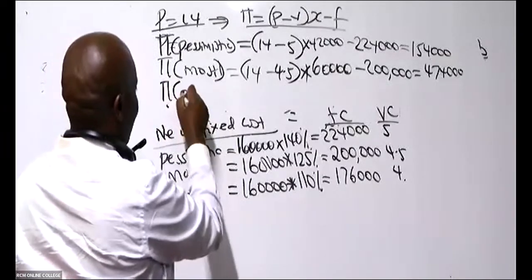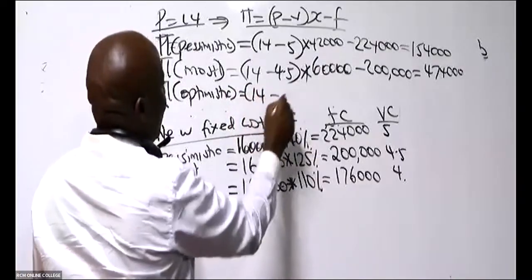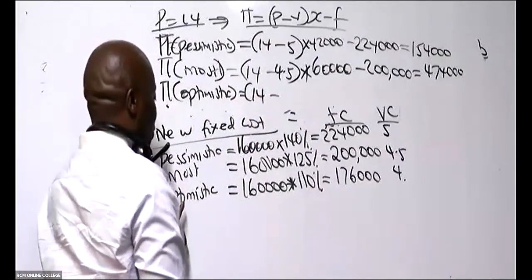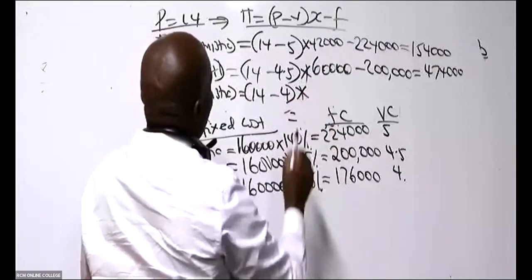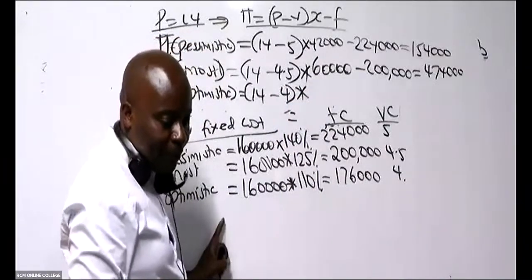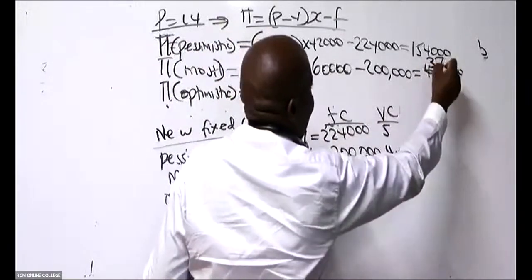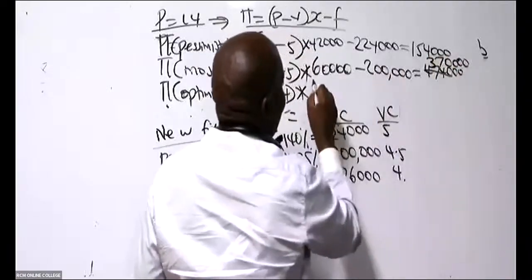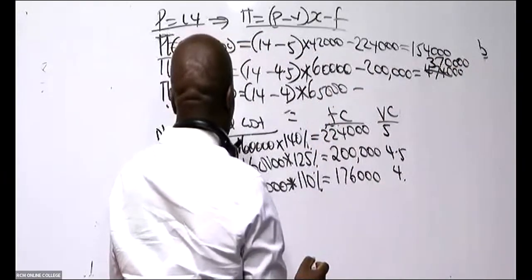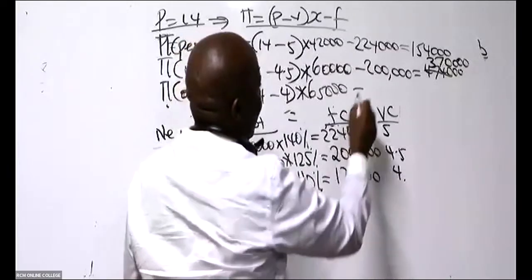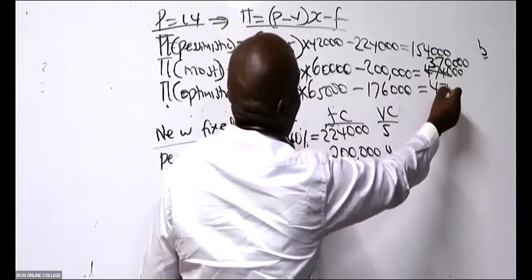So optimistic, ladies and gentlemen, we have here 14. The optimistic variable cost is 4. How about the quantity here at 14? Millie G has given me this as 370. And this is 5,000 minus optimistic, which happens to be 176,000. So this is how they got what figure?